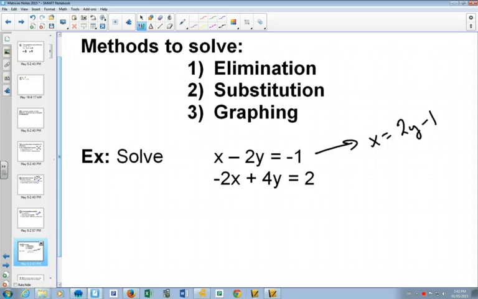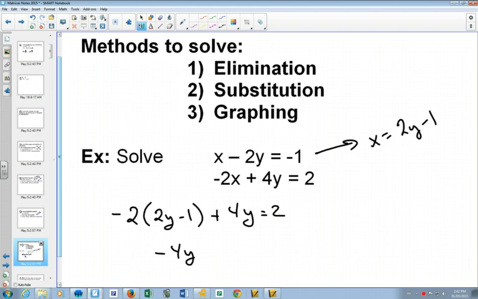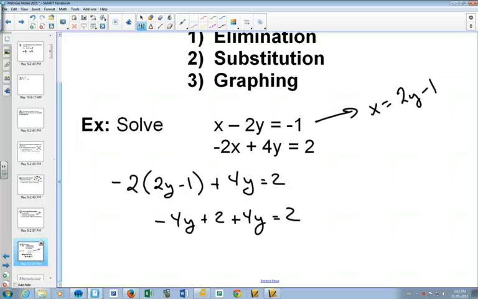So the way that the substitution technique works, then you go to your other equation, and where the x was, you substitute in the 2y minus 1. And now you've changed an equation that had two variables to an equation that only has one variable. So we have negative 4y plus 2 plus 4y equals 2. And this is a wonderful result because we get 0 is equal to 0. What does that mean?